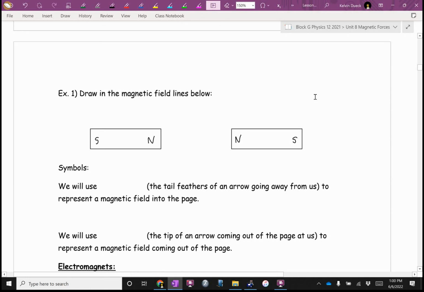Example 1 says, draw in the magnetic field lines below. Well, I guess one line would go... Oh, hang on. We got two magnets here. So here, like poles. We would probably have a North Pole start out that way and get repelled by this North Pole. Same with that one there, and that one there.